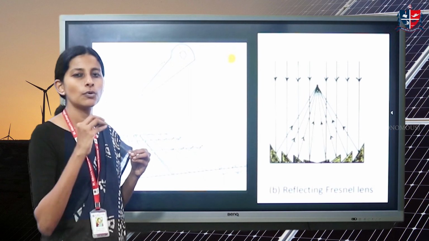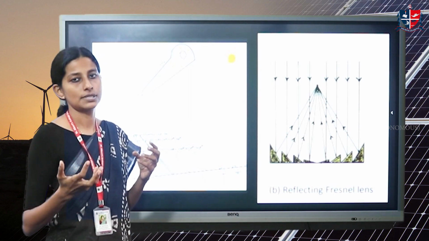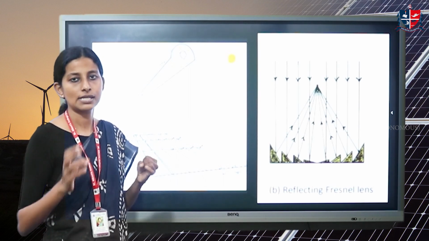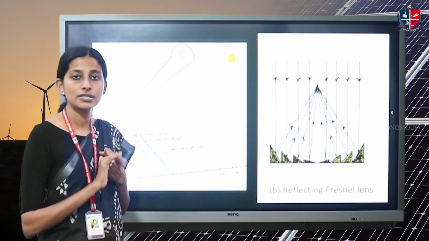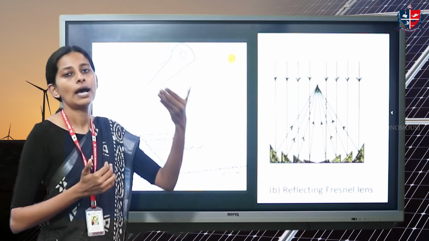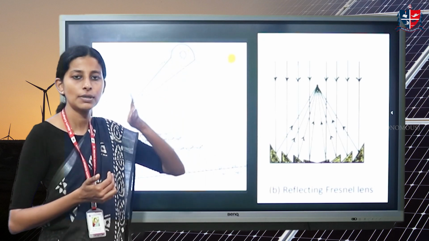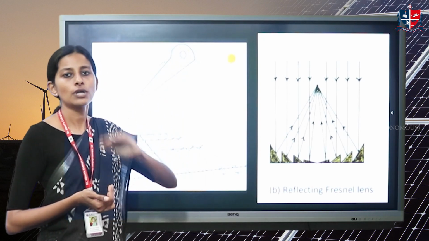Also, we delved into the most used terms. They are called the characteristic parameters. Absorber area, you need to know. Aperture area, you need to know. And what a concentration ratio is: the ratio of aperture area, the larger area, to the smaller area, that is, aperture area to absorber area.